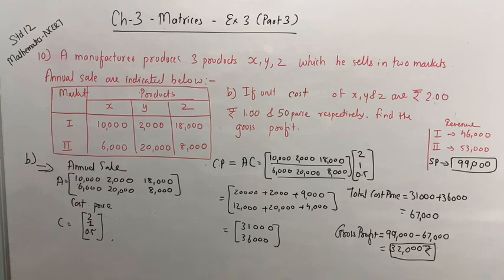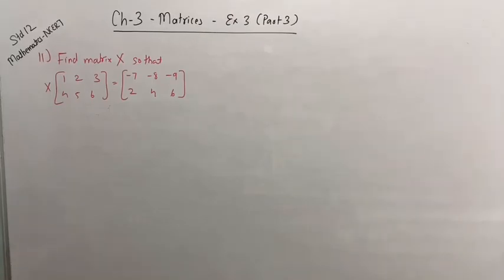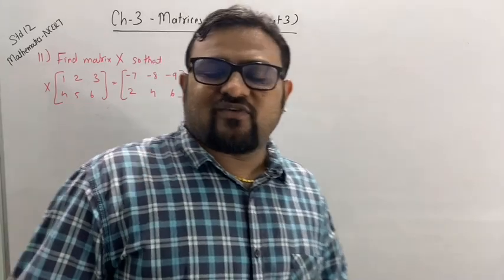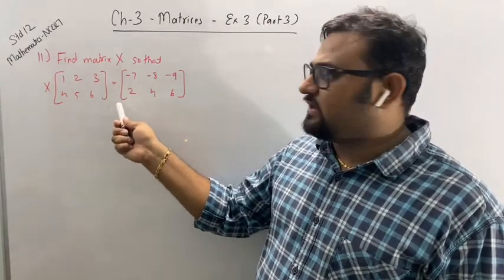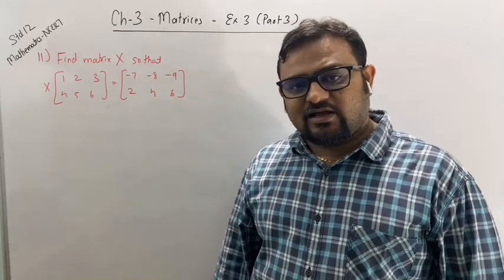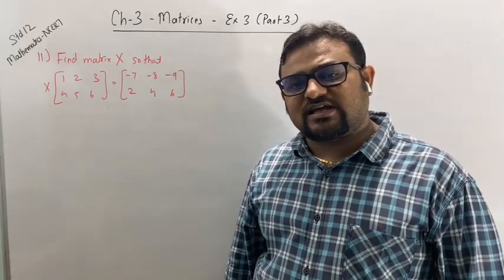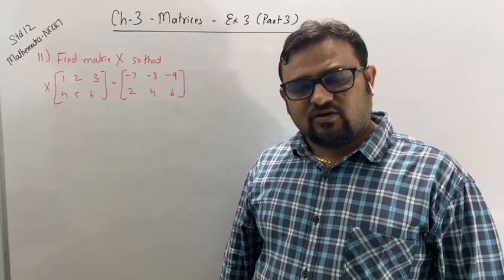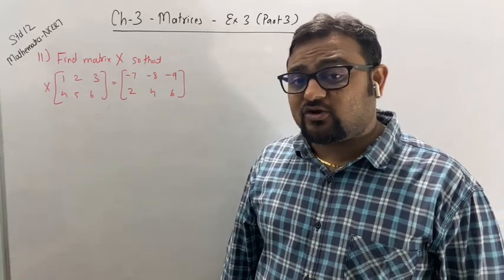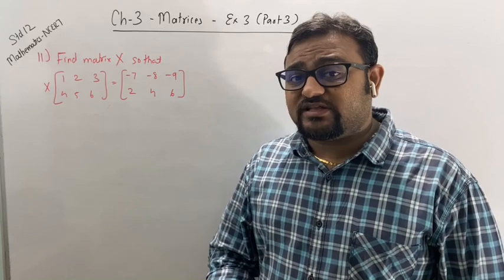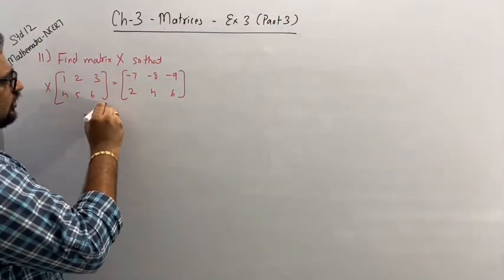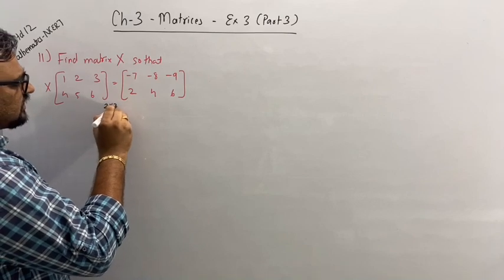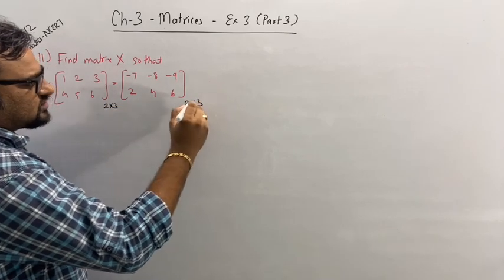Now let's move to the next. That is question number 11. Question number 11 is: find the matrix X so that X into this matrix will multiply it, we get this. Clear? So what we can do here, just assume matrix X. Okay, but now for that we need to find out which will be the order of matrix X. So see, the order of this is 2 cross 3 and here it's 2 cross 3.